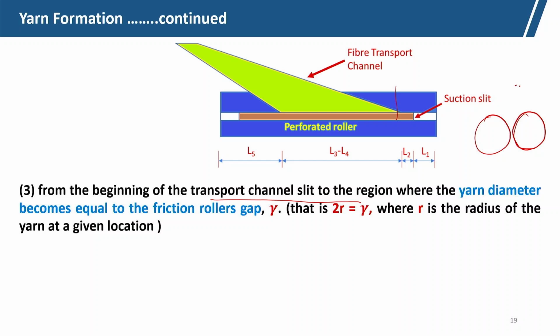There is a certain gap gamma, and the yarn is continuously forming. When the yarn diameter 2r, where r is the radius of the yarn, becomes equal to gamma, the gap between the two rollers, that is the end of zone 3, which will be somewhere here. So zone 3 ends at the point where the yarn diameter is equal to the gap between the rollers.